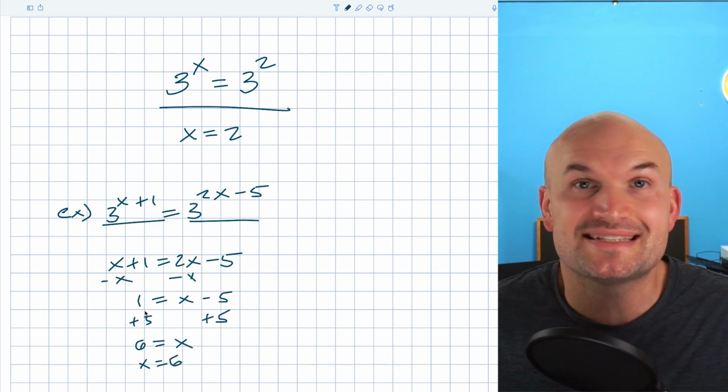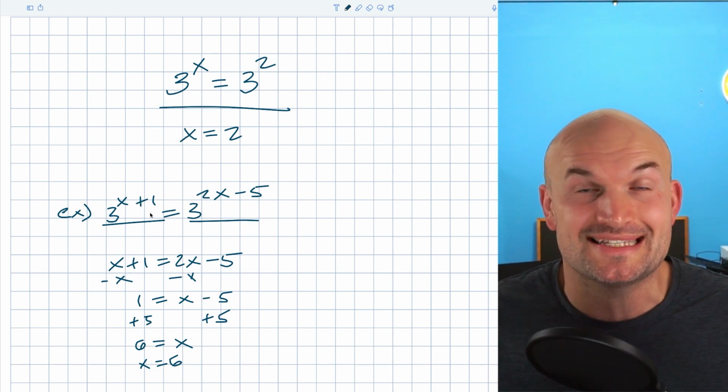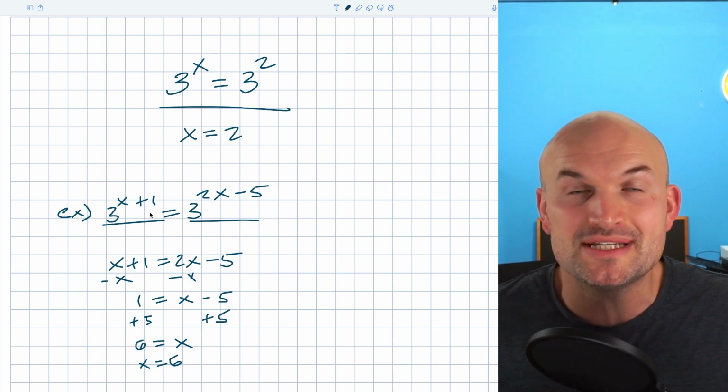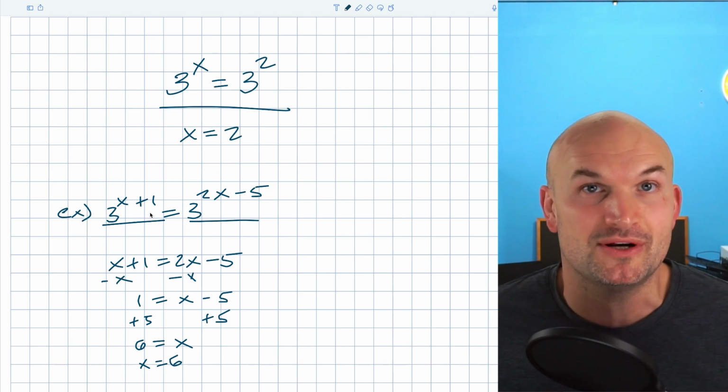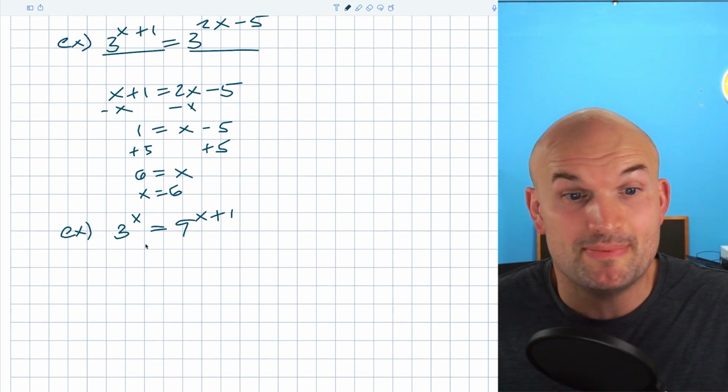Now you can see that the value that's going to make this equation true is indeed going to be x is equal to 6. So now hopefully you recognize, I don't care what the exponents look like, as long as you see the bases are equal to each other and you have an exponent equal to an exponent, just set the powers equal to each other. Now what about in an example like this, where the bases are not the same?